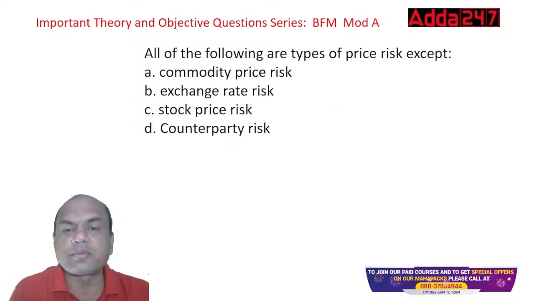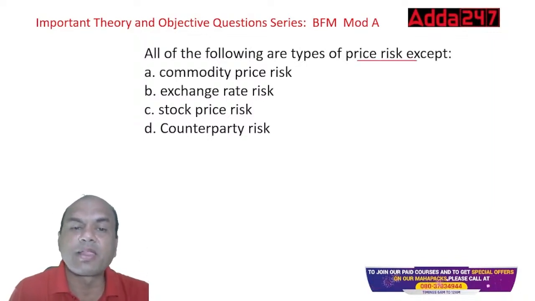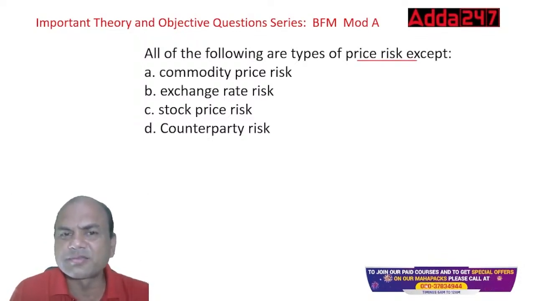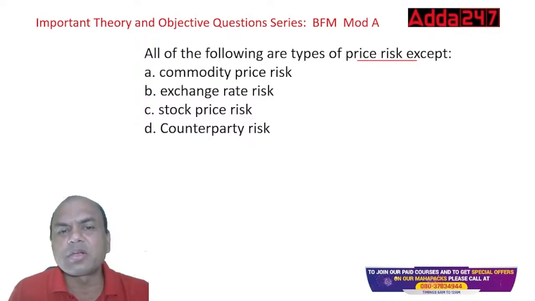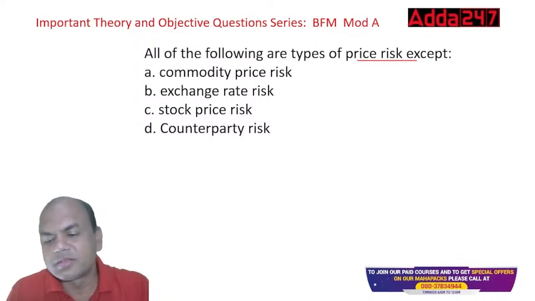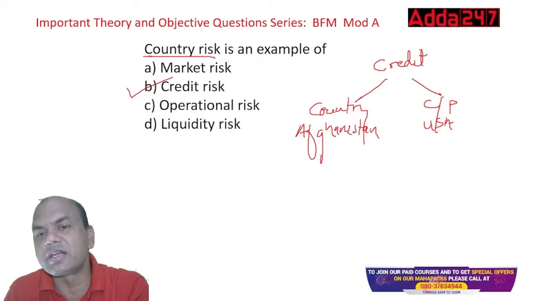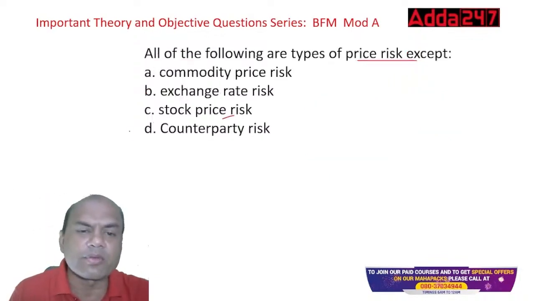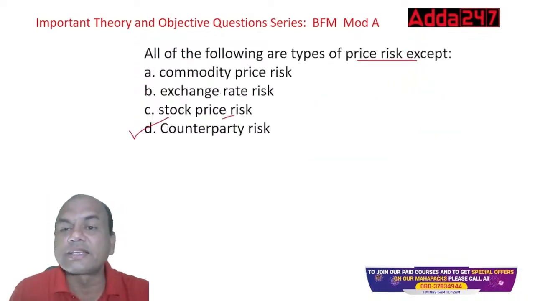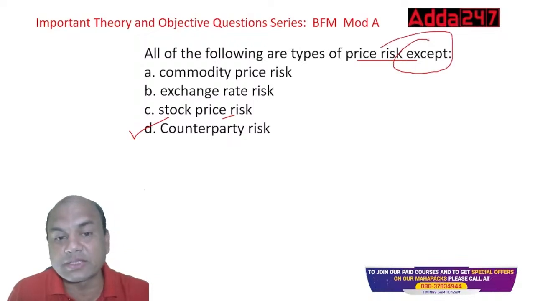All of the following are price risk except: commodity price, exchange rate, stock price, counterparty. Commodity price goes up and down, exchange rate goes up or down, stock price goes up or down. Counterparty we just saw is part of credit risk. So we want the exception, and that is the answer.